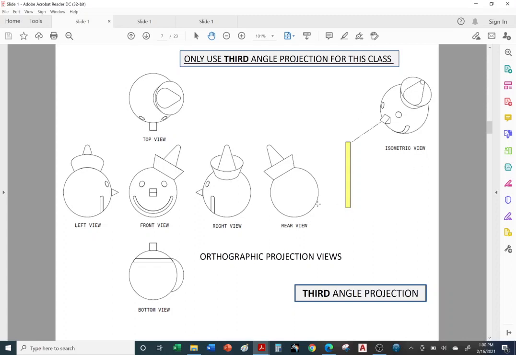Okay, so this is third angle projection. This is what we're using in class. Here in America, we like to use third angle projection, but be aware that most other countries like to use first angle. So there are some companies here in the US that will use first angle. So let's take a look at first angle.